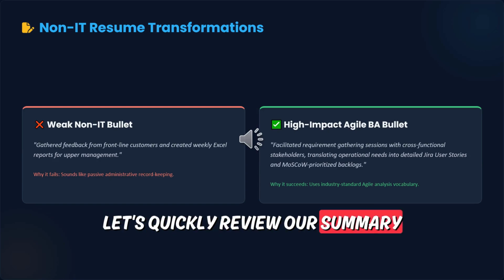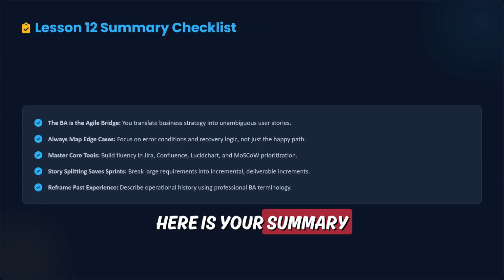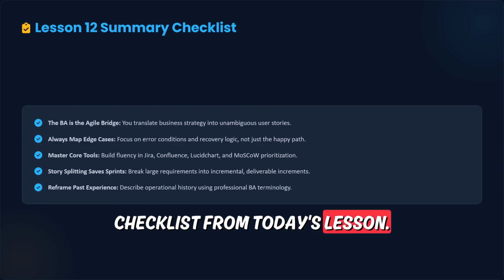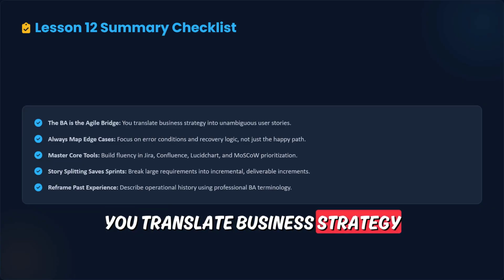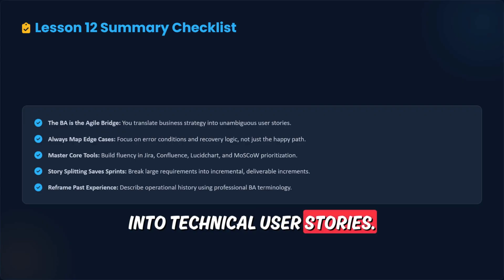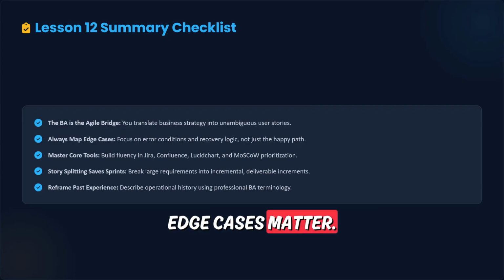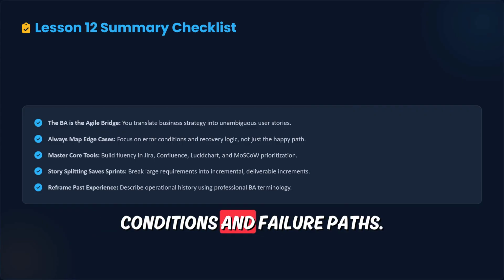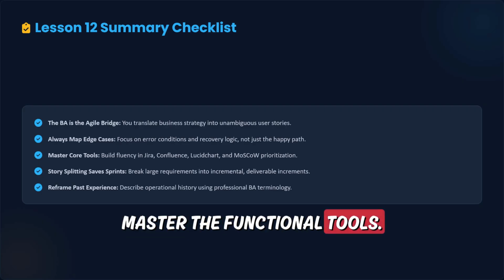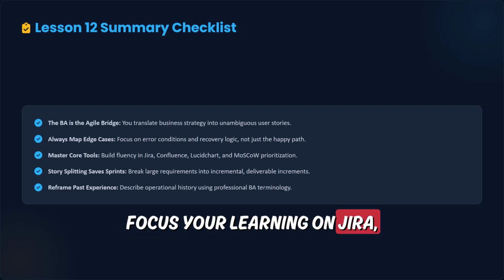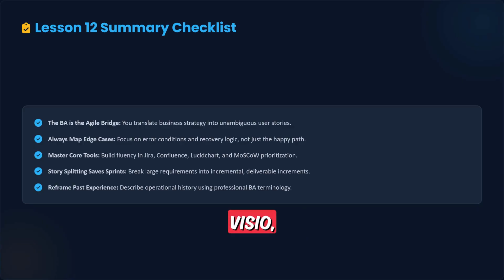Let's quickly review our summary checklist for today's lesson. Here is your summary checklist from today's lesson. The BA is the Agile bridge. You translate business strategy into technical user stories. Edge cases matter. Always analyze error conditions and failure paths. Don't just document the happy path. Master the functional tools. Focus your learning on Jira, Confluence, Visio, and MOSCOW prioritization.